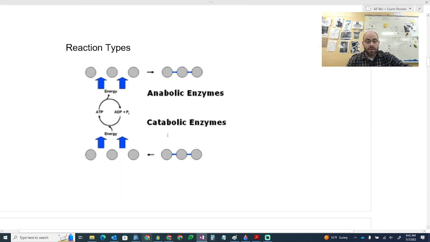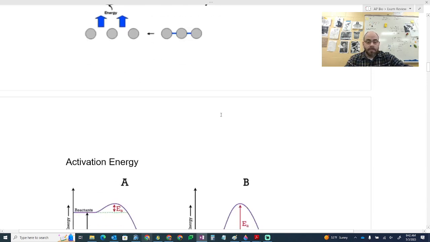Enzyme reactions are going to usually fall into one of two categories: anabolic reactions and catabolic reactions. Catabolic reactions have to do with breaking things down, taking something and breaking it into multiple pieces. An anabolic reaction is one that is going to build them up. The way that I remember this is I think about anabolic steroids, where the purpose of anabolic steroids is to build muscle. So it's anabolic, and then catabolic, I think of cats destroying things. Whatever works for you, do that.